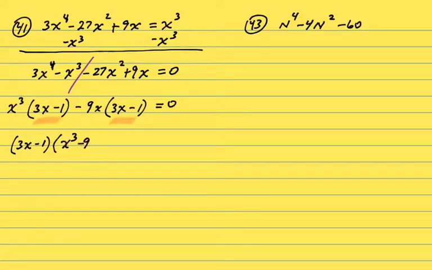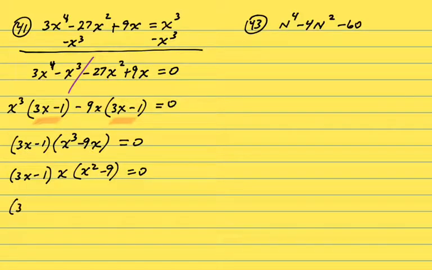X to the 3rd minus 9x. What can you factor out of those two? You can take out an x, can't you? Would that leave you with x squared minus 9? I just took an x out of both of these.